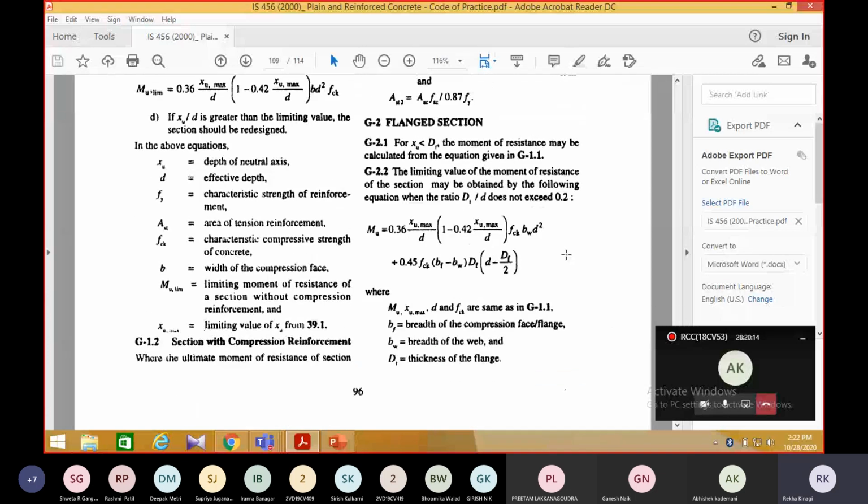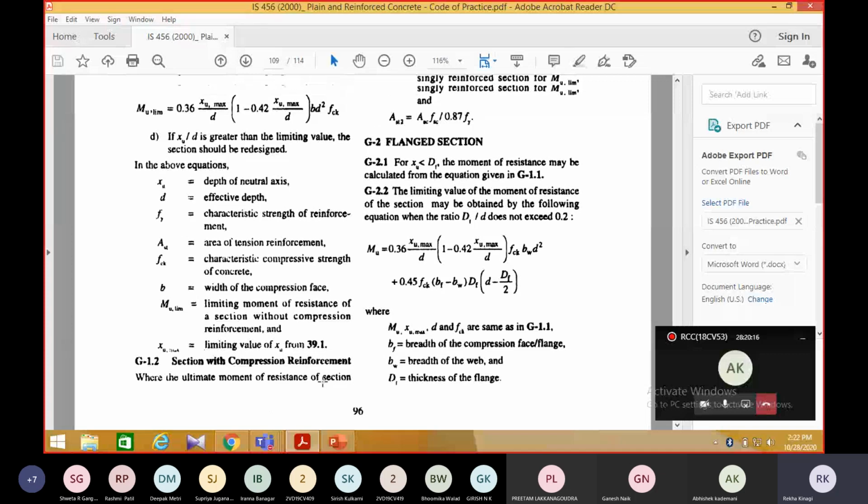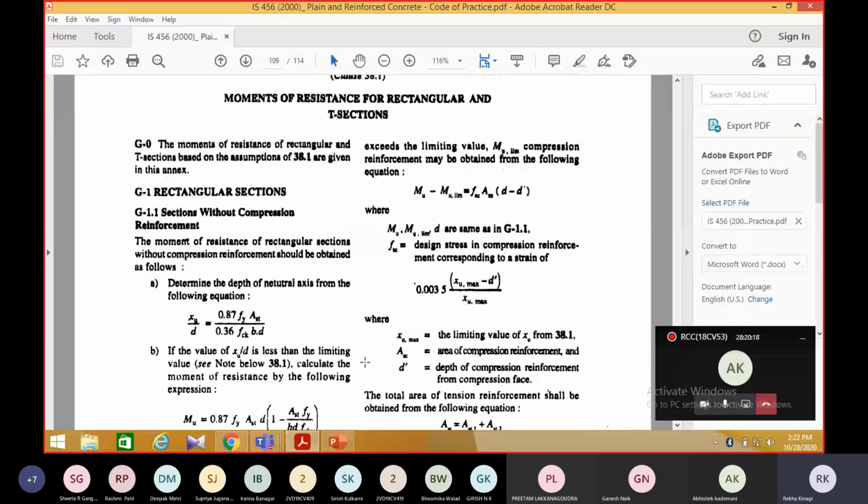See, for the section with compression reinforcement, we have all the equations here. Mu minus Mu limit is equal to FSC into ASC into D minus D dash. And FSC value is the design stress in compression reinforcement corresponding to a strain of, so that this equation, that is 0.0035 into XU max minus D dash divided by XU max, gives you the strain. But what we want is stress, that is design stress, FSC.